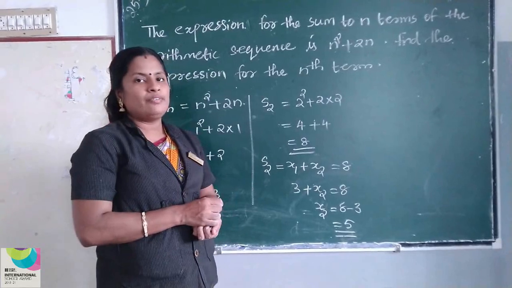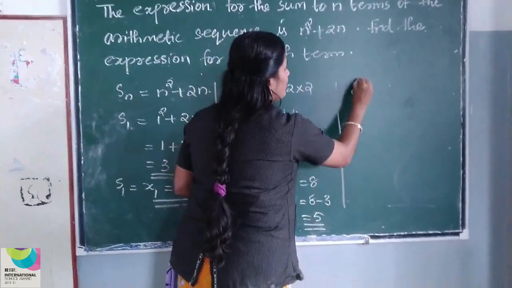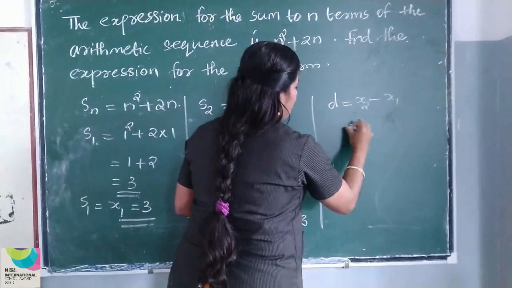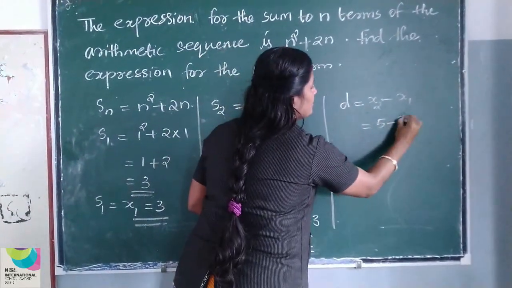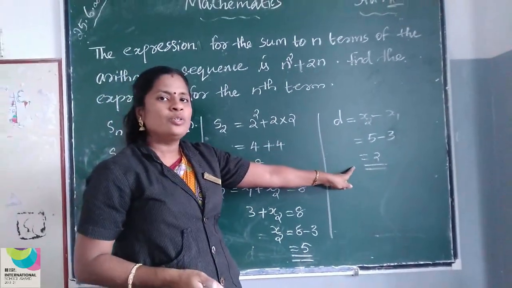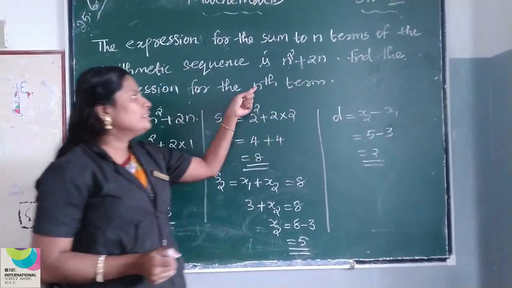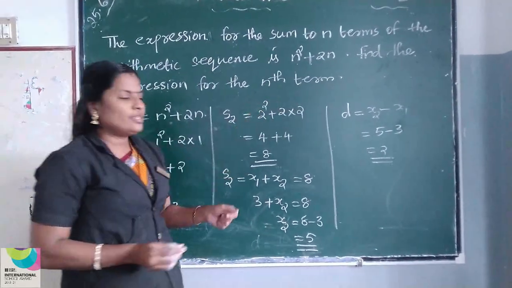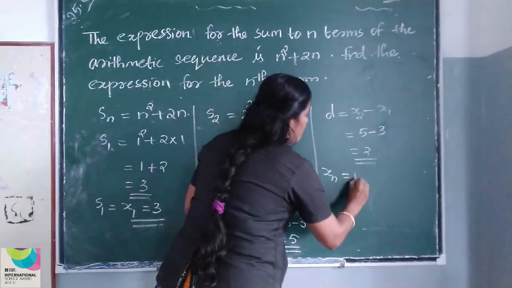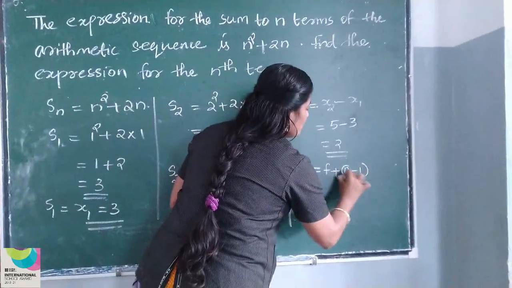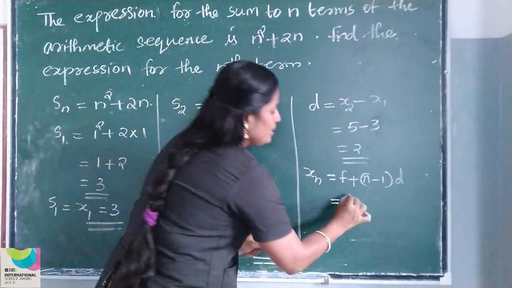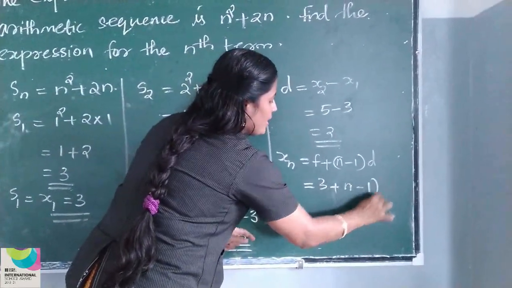So what is the common difference? Common difference d equal to x2 minus x1. So 5 minus 3, which is equal to 2. Common difference equal to 2. Then we have to find the nth term of the arithmetic sequence, that is xn. xn equal to f plus n minus 1 into d. f, the first term, is 3. 3 plus n minus 1 into d.